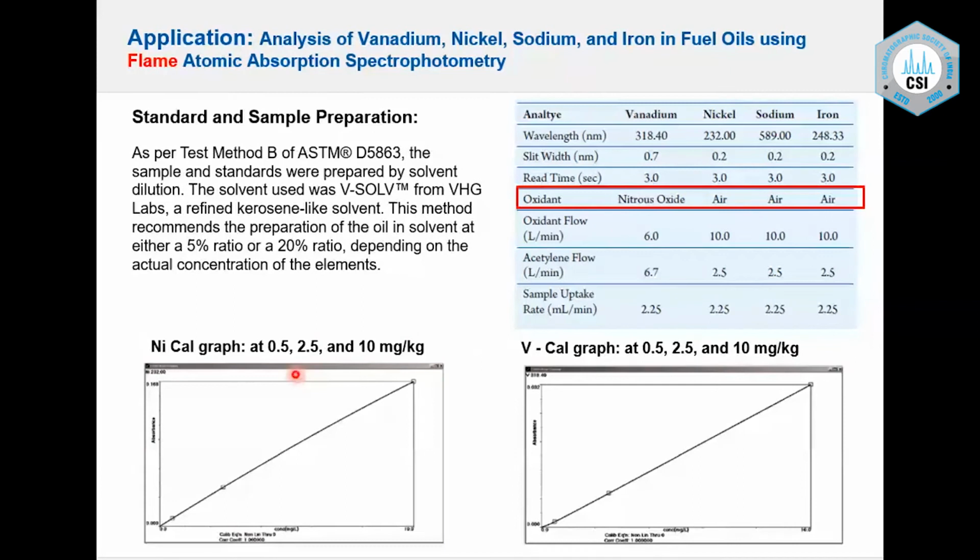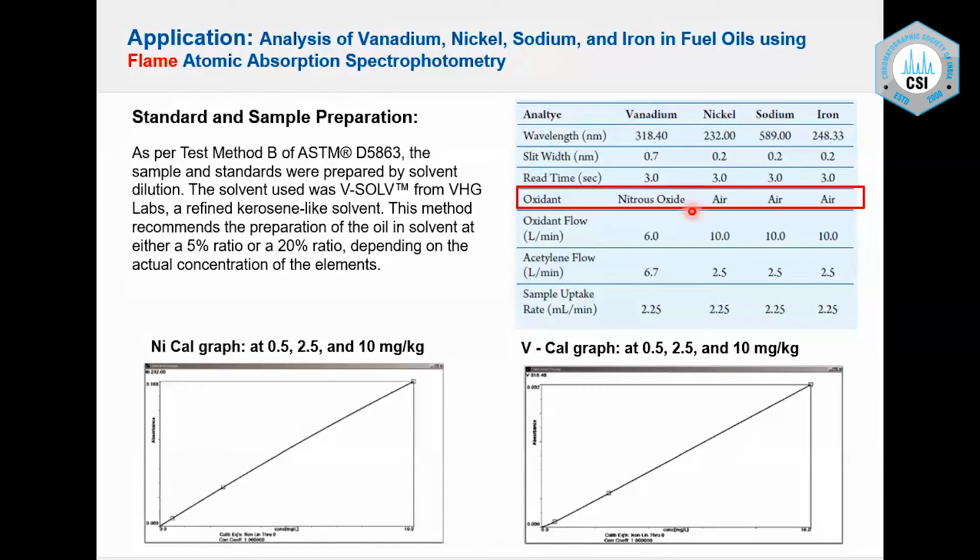The calibration graph was plotted for 0.5, 2.5 and 10 milligram per kg. In a similar way, it was done for vanadium, nickel, sodium, and iron. These are sensitive on air acetylene flame, so these are the wavelengths, and these elements are done on air acetylene flame. Vanadium is a refractory forming element, so it requires a high temperature flame. It was done on nitrous oxide flame to achieve the sensitivity.